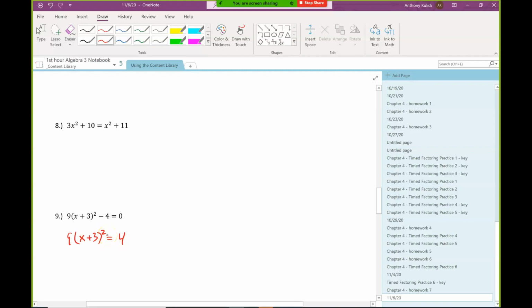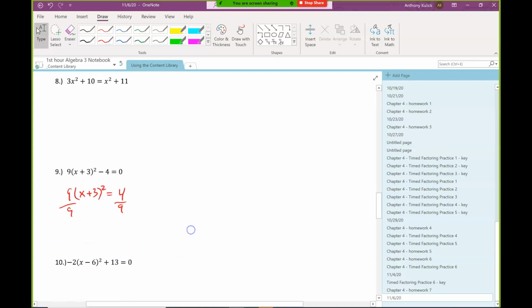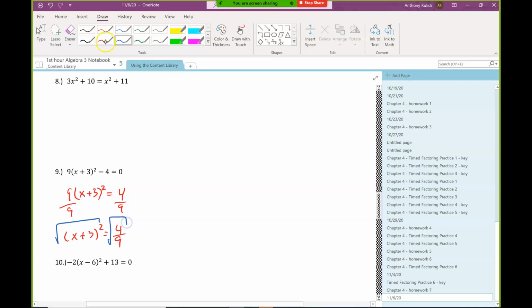Next thing I need to undo is multiplication or division. So I have a times 9 here on the outside, so we'll divide both sides by 9. And then to get rid of the squared, we'll square root both sides. Now the square root cancels the squared. Because I square root both sides of the equation, I create a plus or minus.